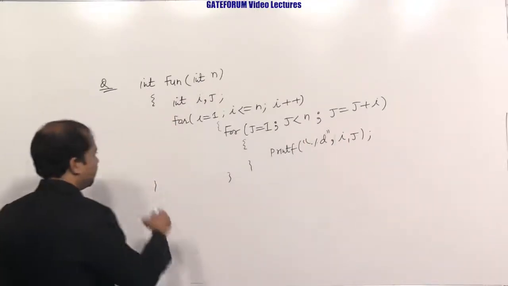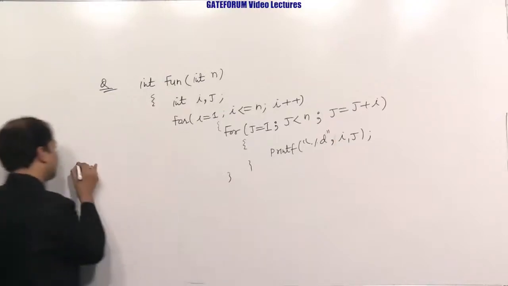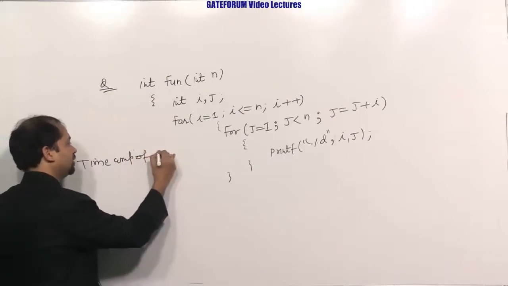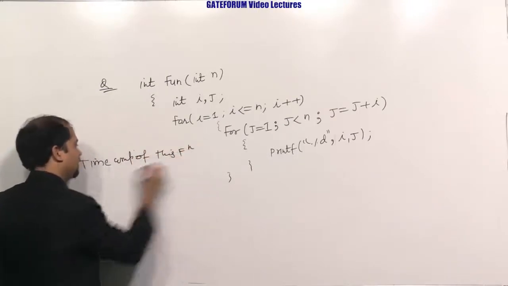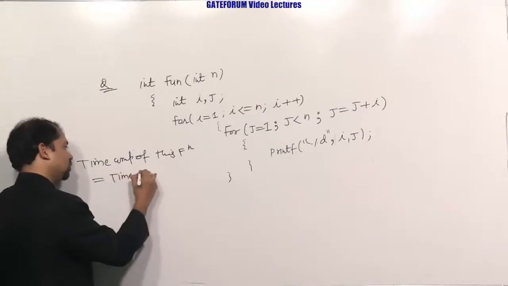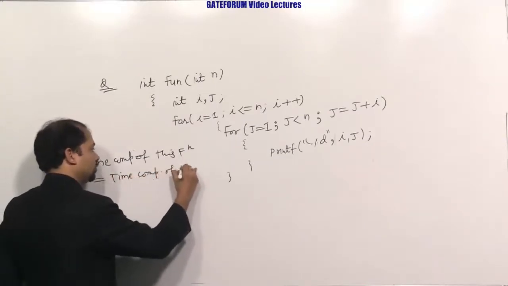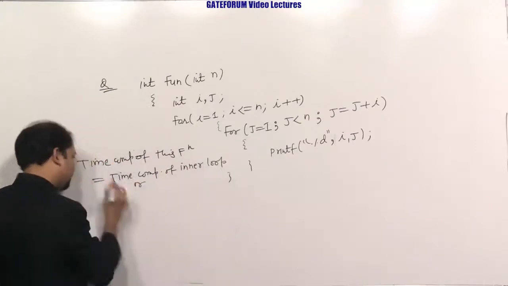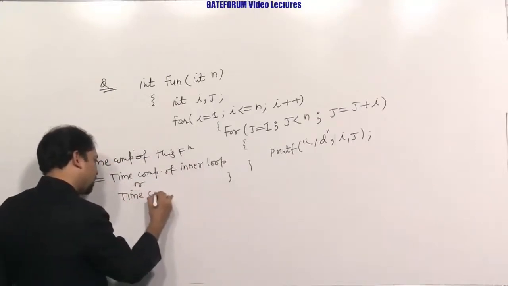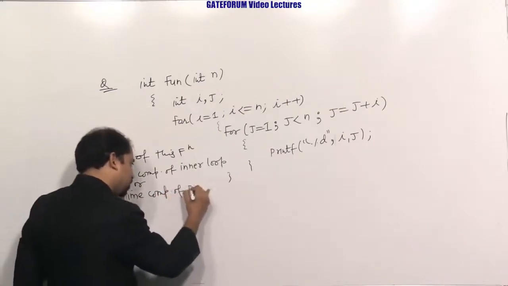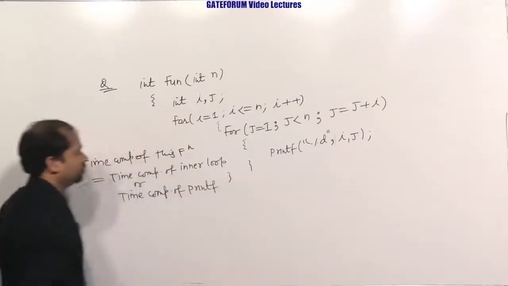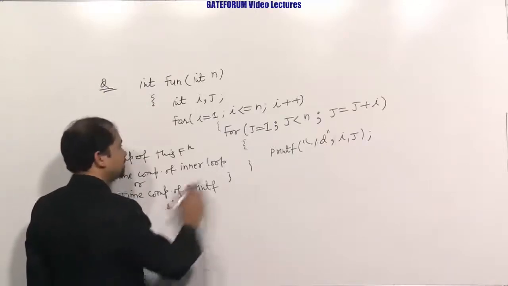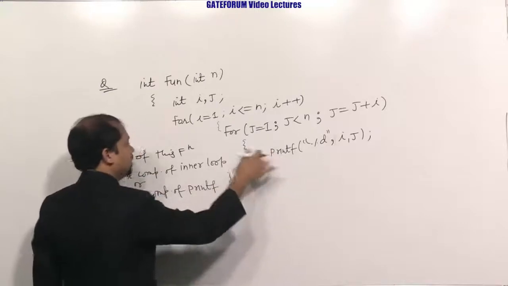So basically the time complexity of this function is nothing but the time complexity of the inner loop, or you can say the time complexity of the innermost statement, the printf. How many times does printf get printed? The time complexity of the printf statement means how many times this statement is going to occur.